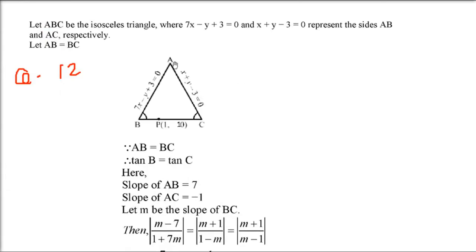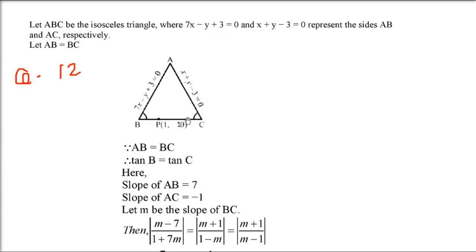Now this is question number 12. Two sides of an isosceles triangle are given by the equations 7x minus y plus 3 equals 0, x plus y minus 3 equals 0, and its third side passes through the point (1, -10). Determine the equation of the third side.